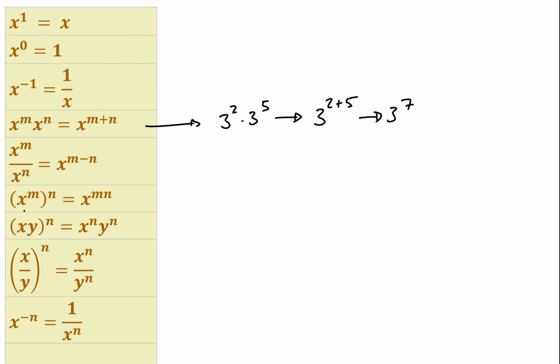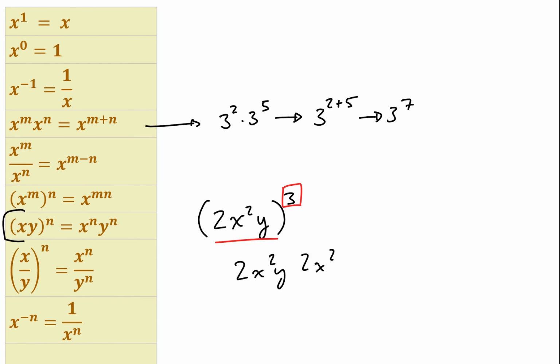A couple of these are ones that we don't necessarily have. For example, this one I don't think appeared in our book. If I was multiplying something like 2x squared y, and I'm raising this to the third power, one of the things I can do is just use the definition of exponentiation. I could write out exactly 3 of these things: 2x squared y, 2x squared y, and then a final 2x squared y.